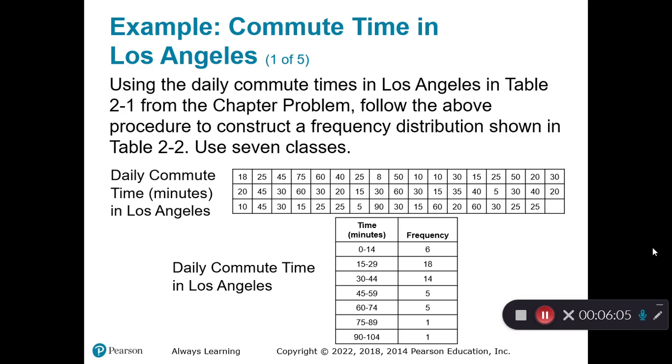So you see here below where the data is, we have a table that has one column with the time in minutes for the commute, and in the second column it has the frequency. Now this is the end product. We just want to show you what we're working toward, but we're going to break down step by step how it is that we came across this frequency table.